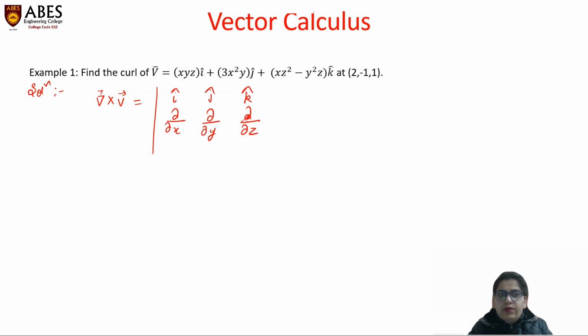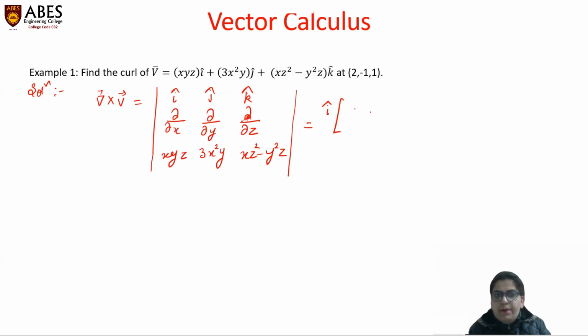And the third row will include your vector, that is x, y, z, 3x square y, xz square minus y square z. Now we will be solving this for the unit vectors, that is i, j, k. Del over del y will be 2y, fine, minus 0, minus j cap.